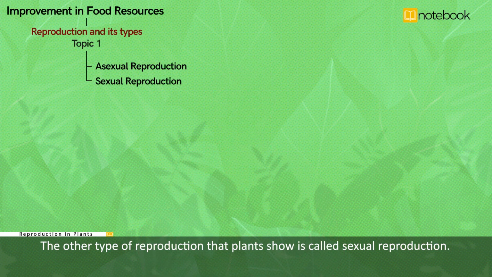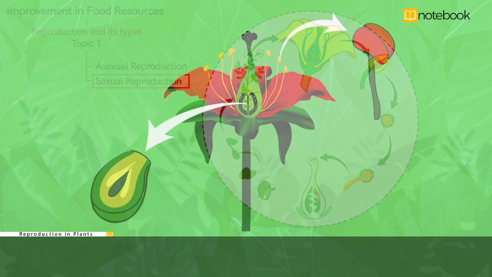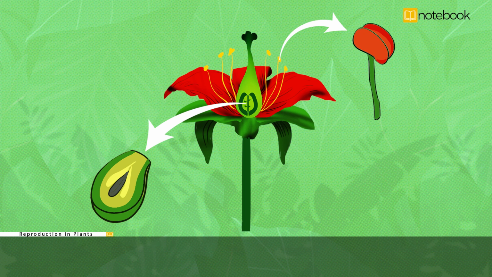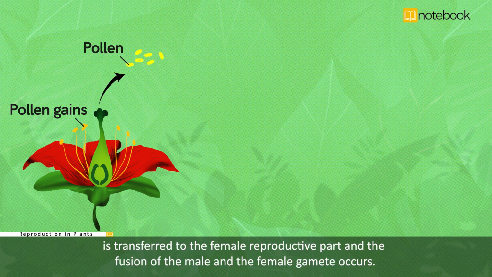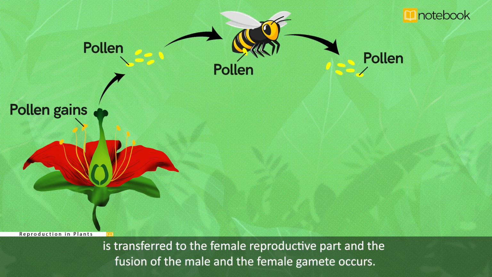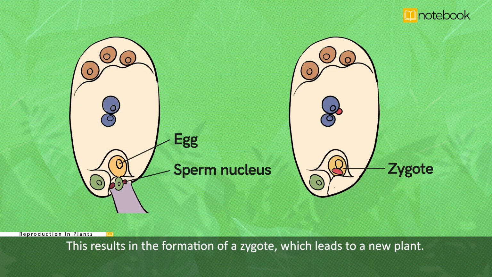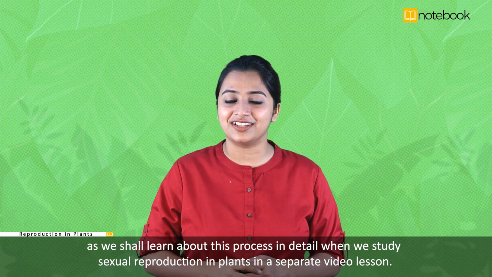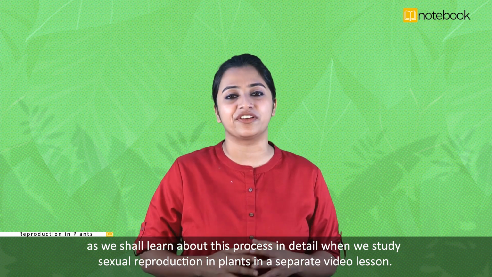The other type of reproduction that plants show is called sexual reproduction. This is the most common type of reproduction occurring in most flowering plants. In this process, the male gamete from the male reproductive part is transferred to the female reproductive part, and the fusion of the male and the female gamete occurs. This results in the formation of a zygote, which leads to a new plant. But friends, you need not worry again, as we shall learn about this process in detail when we study sexual reproduction in plants in a separate video lesson.